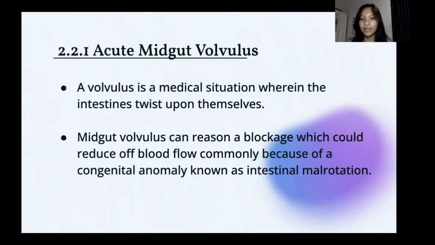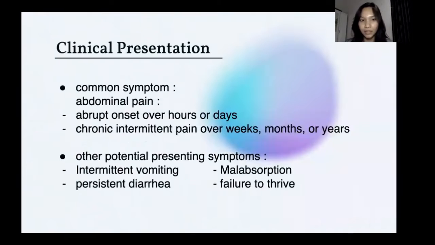A volvulus is a medical situation wherein the intestine twists upon itself. Midgut volvulus can result in a blockage which could reduce blood flow, commonly because of a congenital anomaly known as intestinal malrotation. A common symptom of acute midgut volvulus is abdominal pain.